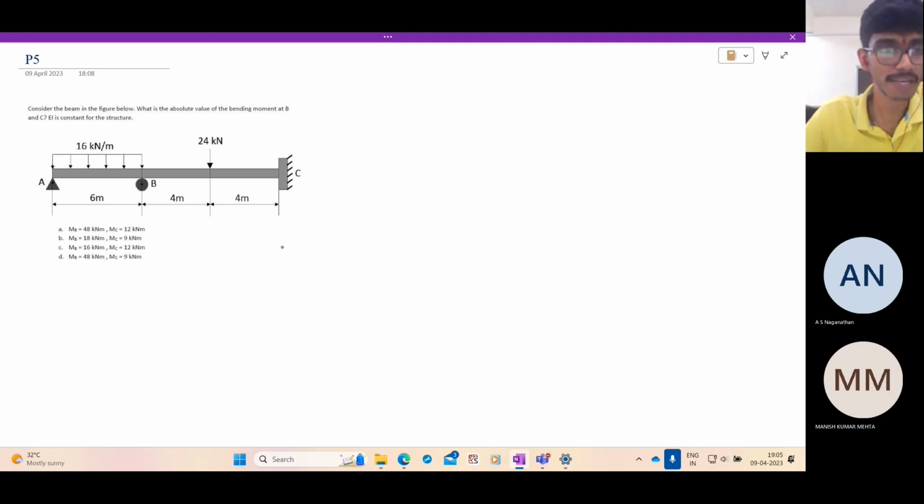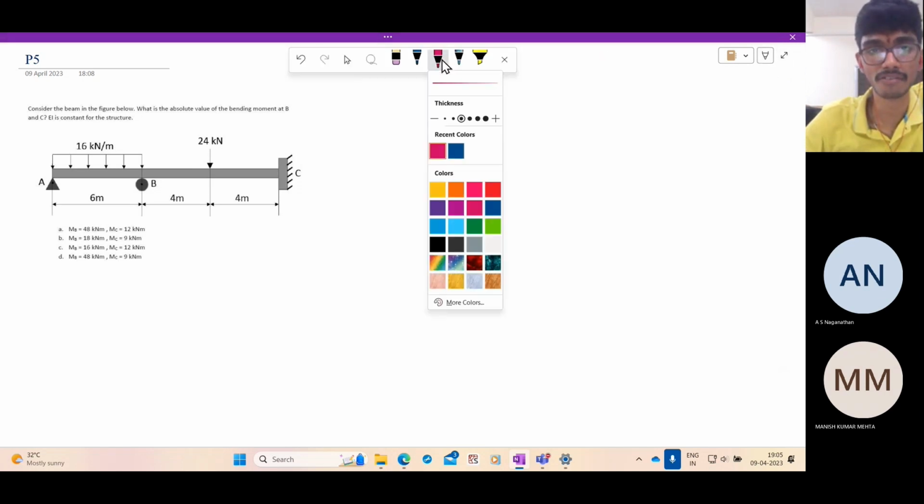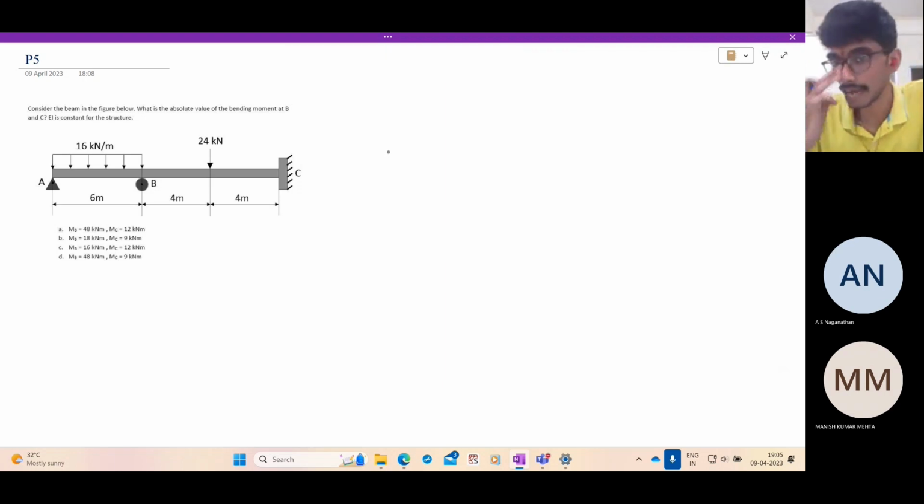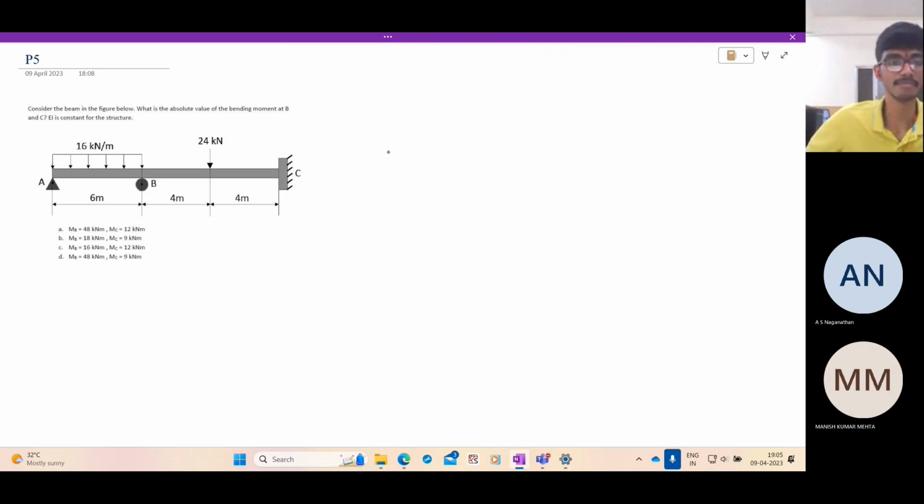So consider this two-span continuous beam. They're asking us to find the value of the bending moment at points B and C. Here we'll see how the method of moment distribution actually works. As usual, let us make a table. Or before that, let us determine the joint stiffnesses. We have only one joint here; the other joints are statically well known.